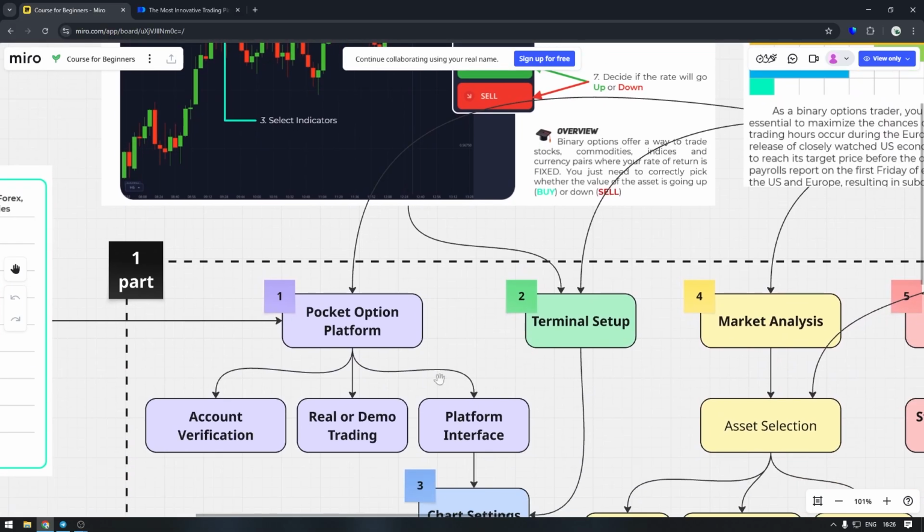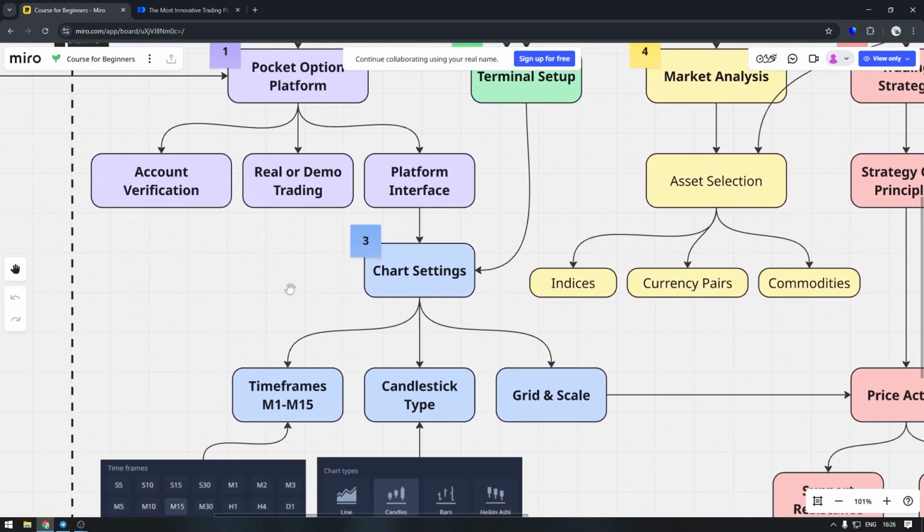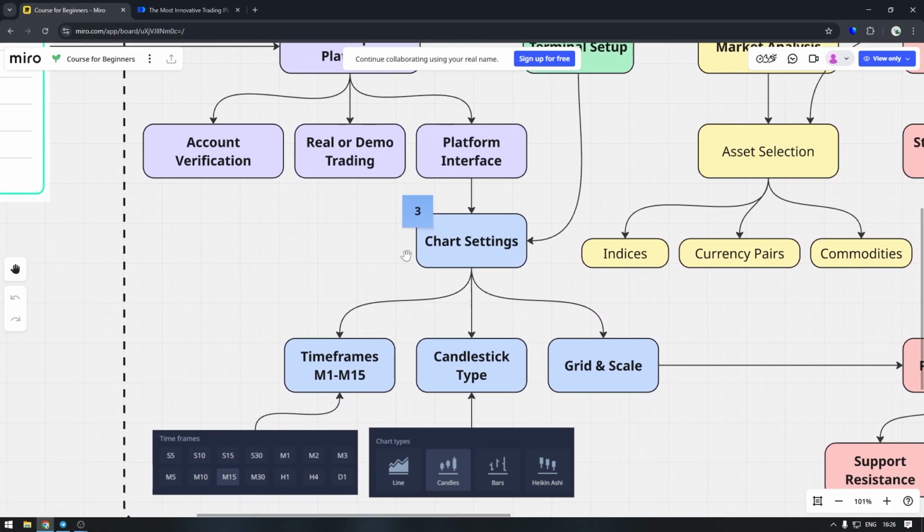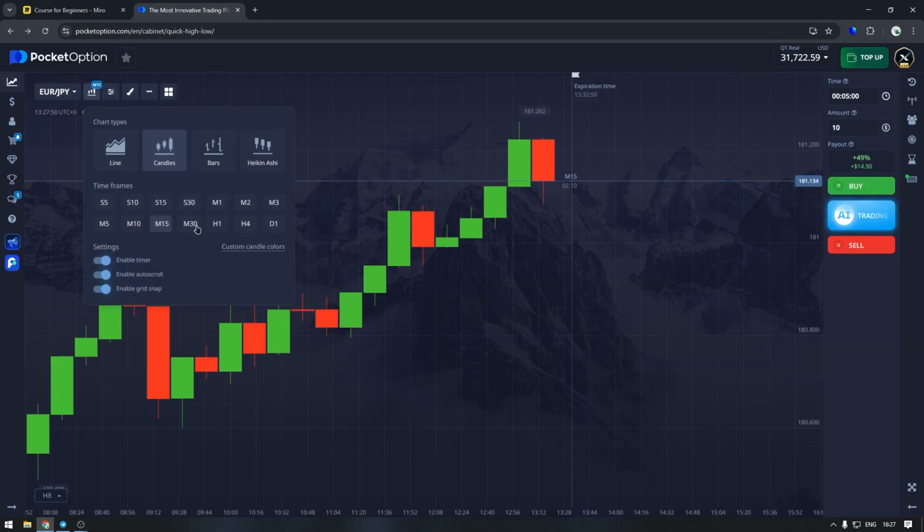So what's next? That was the small second step, terminal setup. Then we'll move to chart settings. And there are 3 main points. First one is time frames, from 1 minute to 15 minutes. You can find more, but I use these: 1 minute, 2 minutes, 3 minutes, 5 minutes, 10 minutes, and 15 minutes. Using 5 seconds, 10 seconds, and 15 seconds is quite risky.